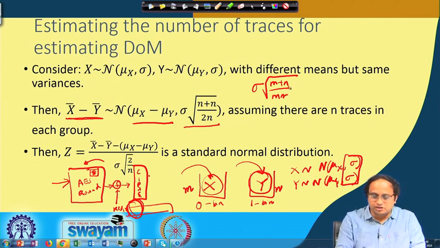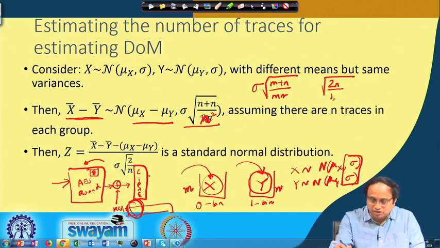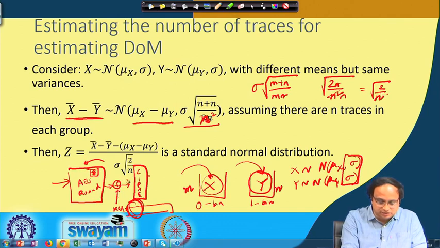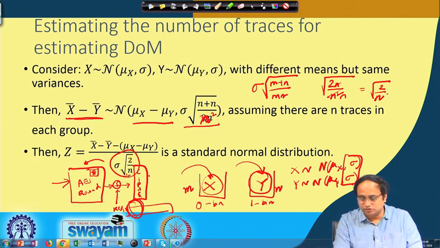So, if I substitute m and n as the same, then you have sigma into square root of (n plus n) divided by n squared. Maybe you should correct it, this is n plus n by n squared. That means it is square root of 2n divided by n squared, which is nothing but square root of 2 by n. And that is essentially this denominator factor, sigma square root of 2 by n.